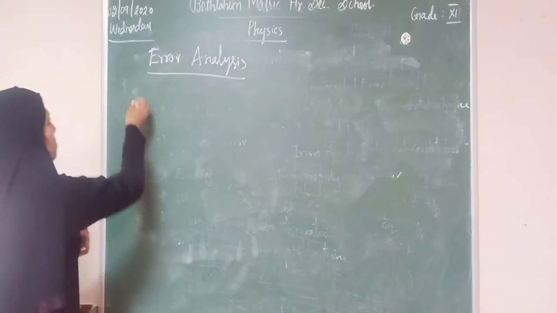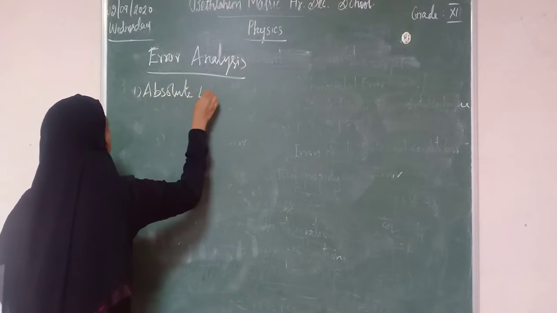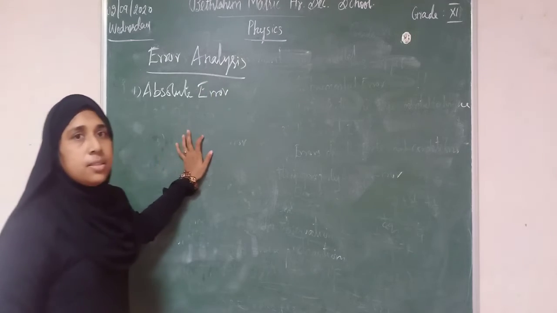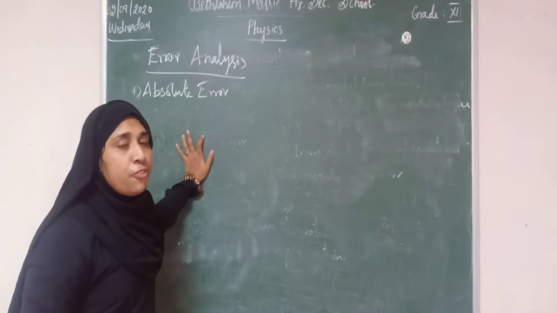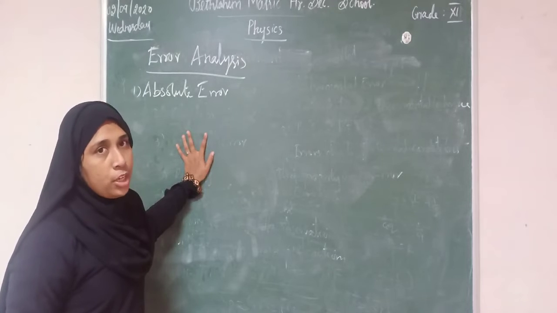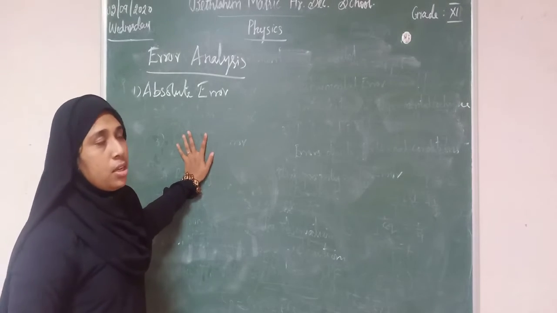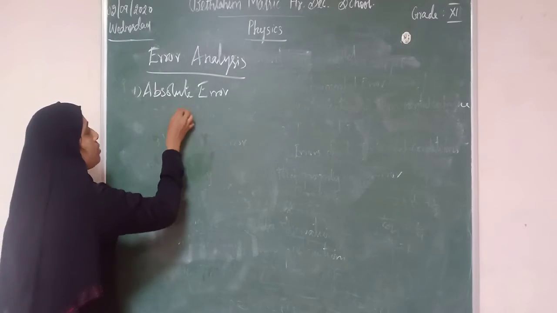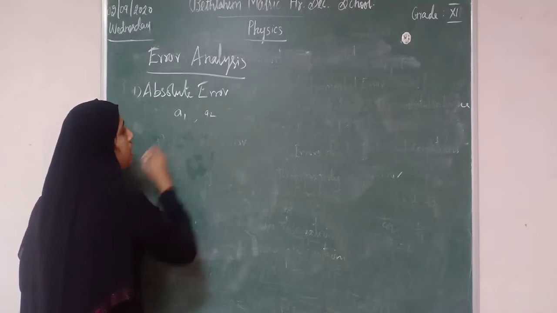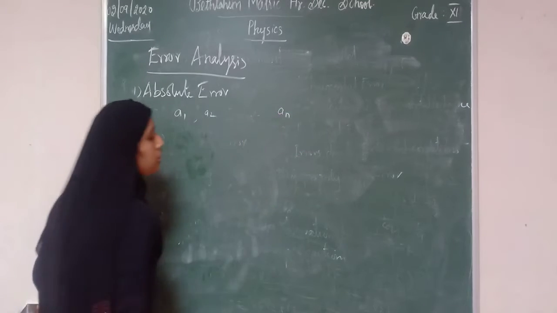So what is meant by absolute error? Absolute error is the difference between the true value and the measured value. When we are measuring the value, suppose A1 is the first value measured, A2 is the second value measured, and so on, AN is the nth measured value.